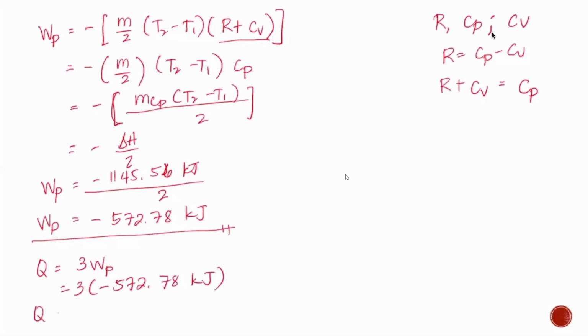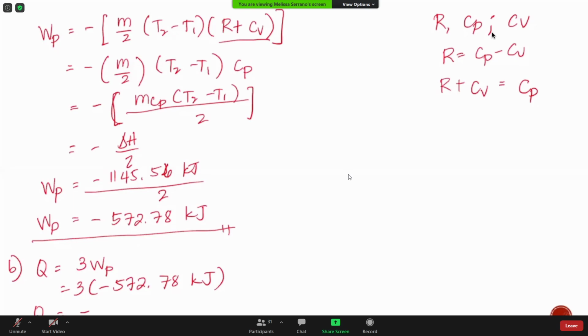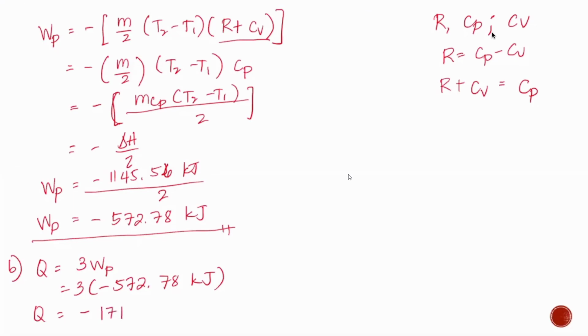Kilojoules. So, the amount of Q, this is letter B. In kilojoules, negative, anong value na? 1718.30. Anong kasunod? 0.34. 0.34 kilojoules. So what is the indication of this negative sign pagdating kay heat or Q?